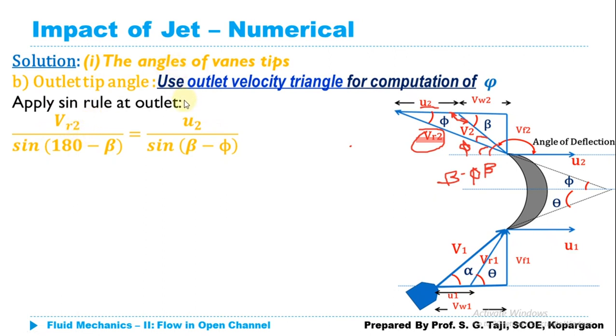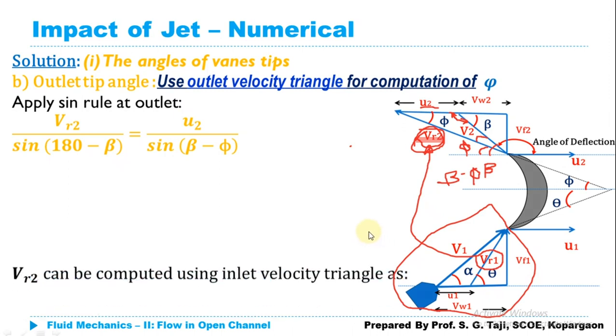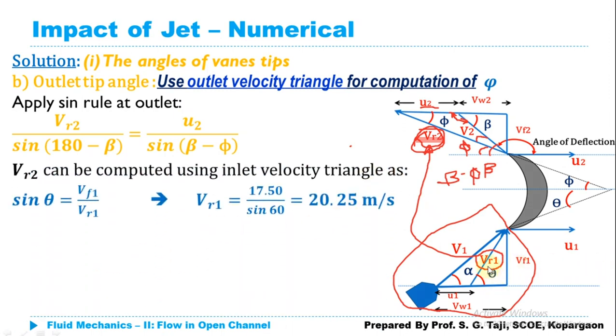How can we compute VR2? We know that VR2 is equal to VR1, if I assume the plate is smooth, since there is no mention of frictional losses in the given data. So I can simply treat VR2 as equal to VR1, and VR1 can be computed using trigonometry at the inlet velocity triangle. Anything can be used here, so I am going to use the sine rule: sine of theta is equal to Vf1 divided by VR1. So VR1 is equal to 17.50 divided by sine of 60. My VR1 is coming out as 20.25 meter per second, which is equal to VR2, 20.25 meter per second.